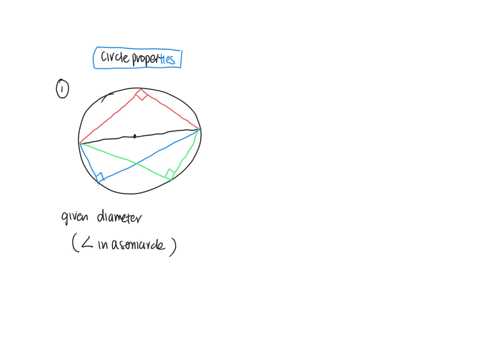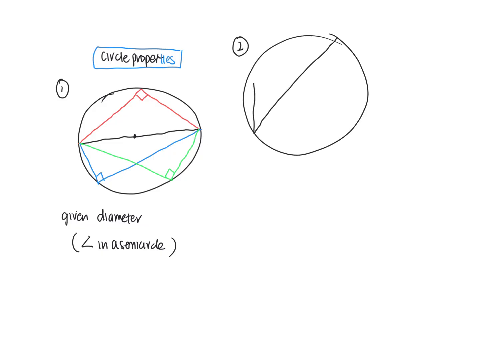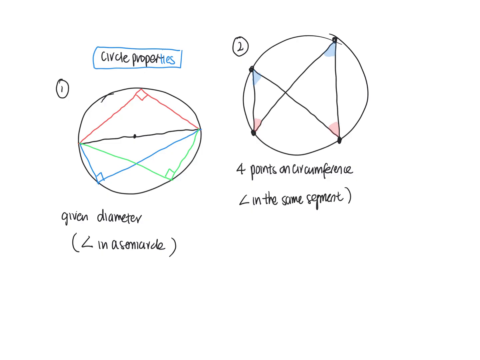Next one that they like to test very much is the butterfly. Very important thing: 4 points on the circumference. The 4 points must be on the circumference. If not, it's not a butterfly. Then the bottom 2 angles are the same, and the top 2 angles are the same. So this is called angles in the same segment. This is another popular one.